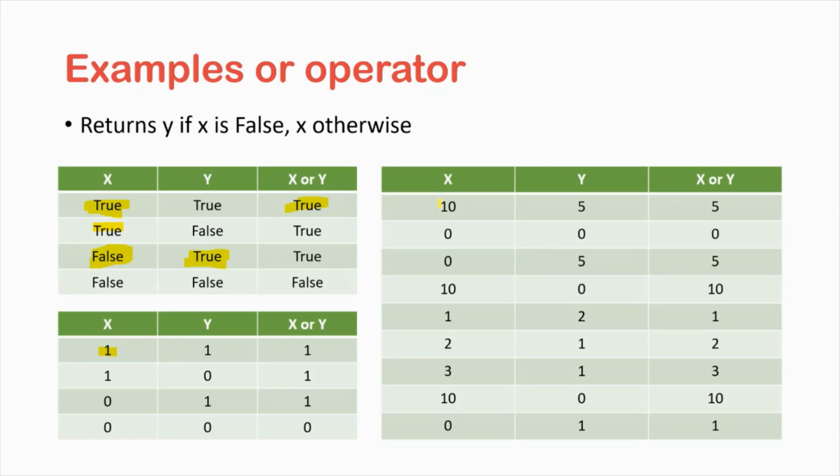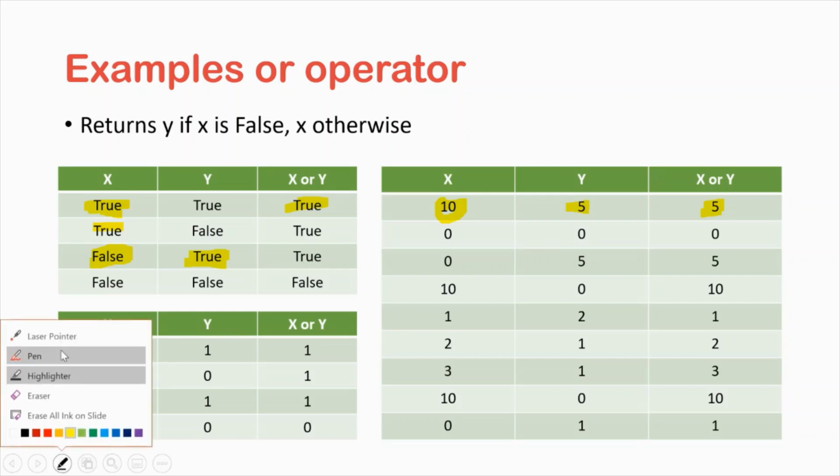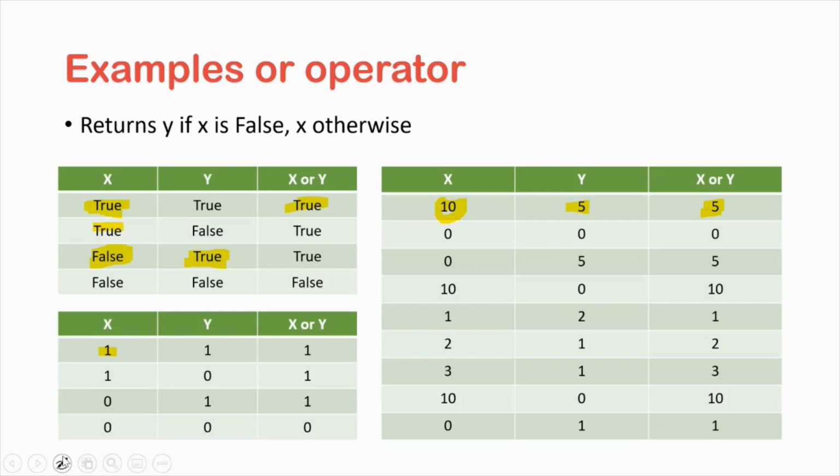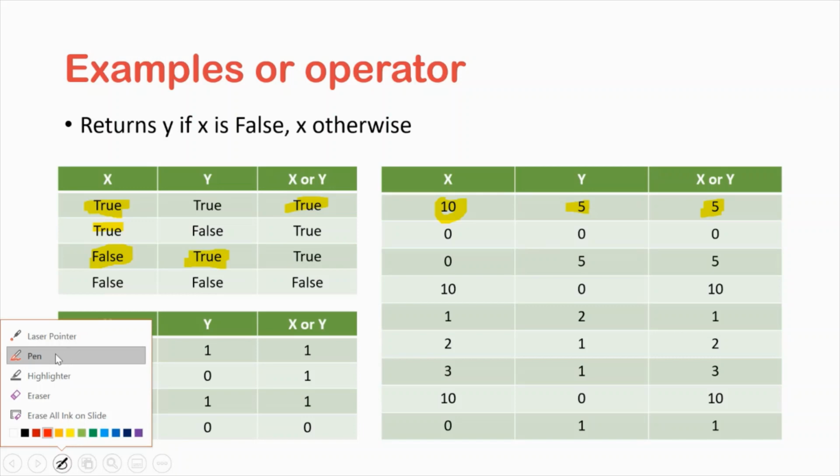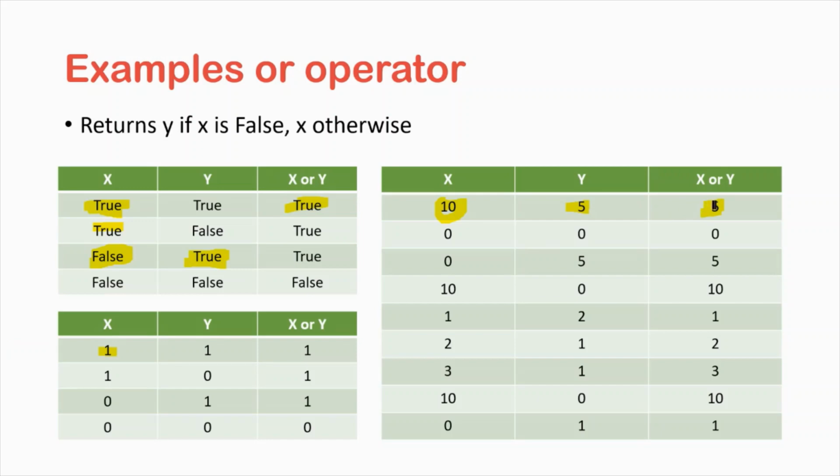So here you can see 10 and 5. So what should it return? First it will check 10. So it got the true value. Why would it go to the next? It will not go to the next. So it will print 10. I think I have done something wrong here. So it should not be... one minute. I will just erase this value.